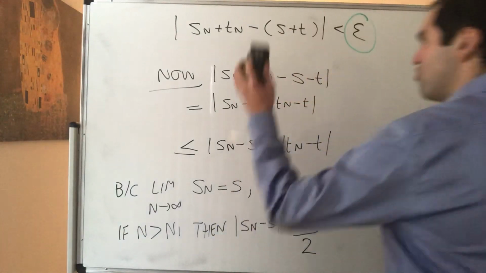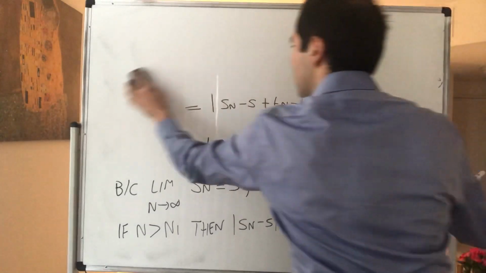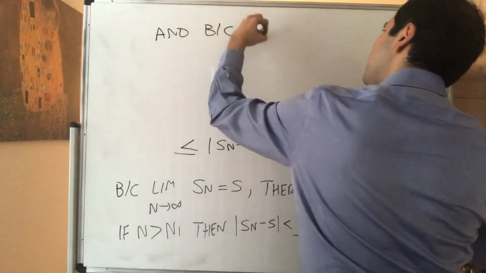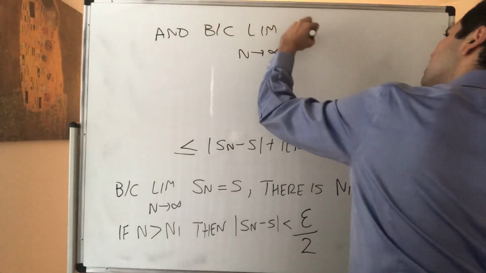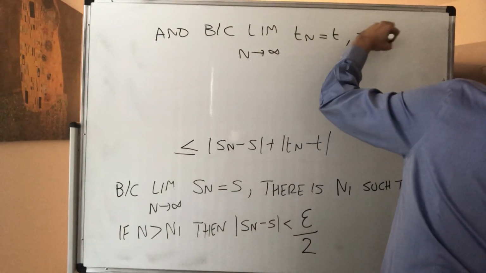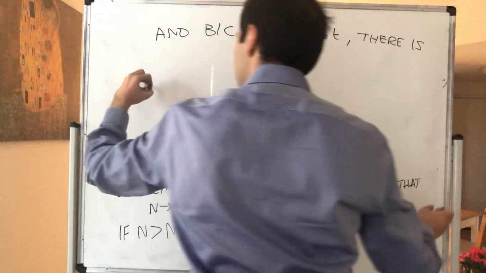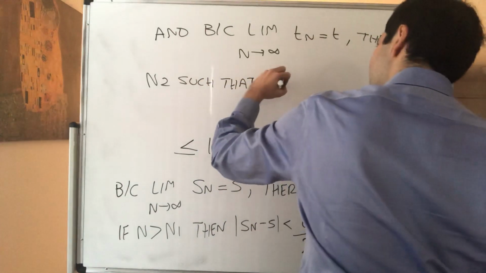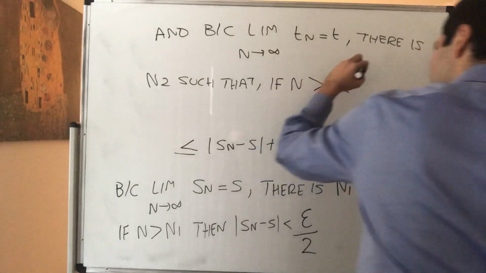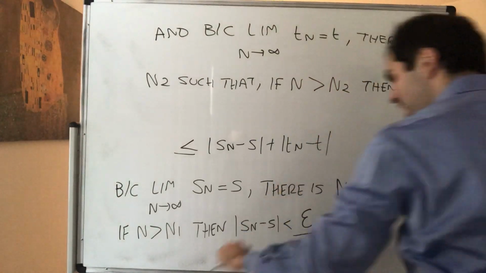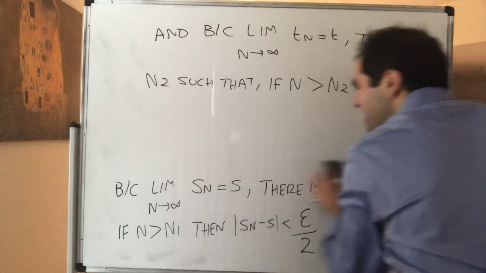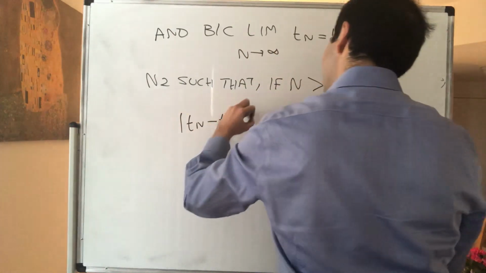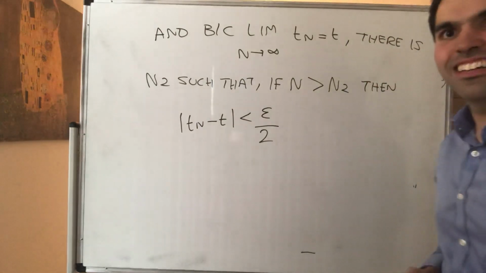And similarly for Tn. And because the limit as n goes to infinity of Tn equals T, there is N2 such that if n is bigger than N2, then Tn minus T, TNT, sorry, Tn minus T is less than epsilon over 2. Didn't realize that until now.